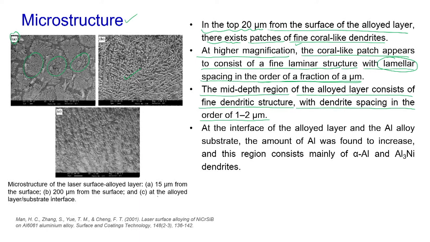Now the third is, what is the microstructure at the interface? At the interface of the alloyed layer and the substrate, the amount of aluminum was found to be increased. So at the interface, the amount of aluminum was noticed to increase, and this region consists of mainly alpha aluminum and Al3Ni dendrites. These dendrites were noticed at the interface of the deposition material with the substrate material.